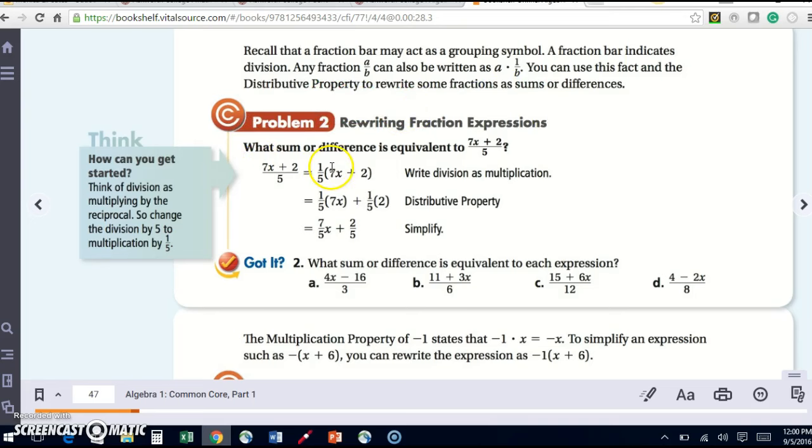So it says, what is the sum or difference? What sum or difference is equivalent to (7x plus 2) over 5? And so I can rewrite this as 1/5 times (7x plus 2), which can be written as 7 over 5 x plus 2 over 5. So it says, what sum or difference is equivalent to each expression.